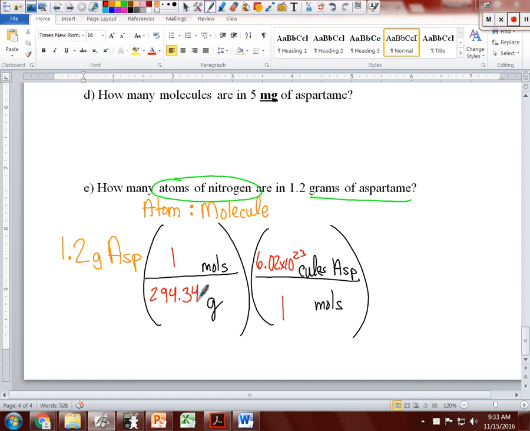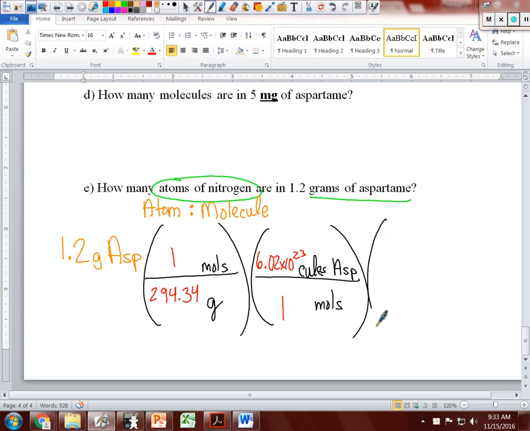So here's my question. Why can I not stop at this point? What was the question specifically asking you for? Atoms of nitrogen. What am I at? I'm at molecules of aspartame. This next step is the new step. You've never seen it. And this is what I call the atom to molecule ratio. And this will make sense.